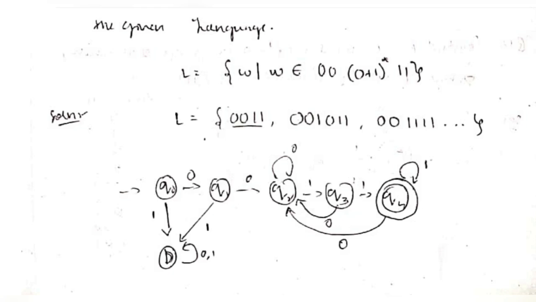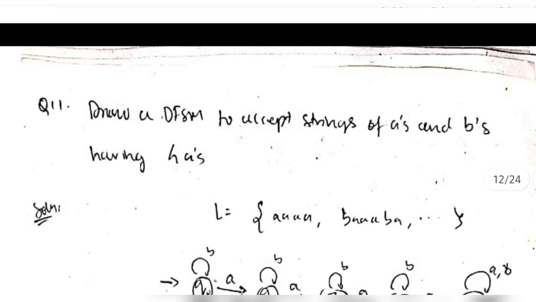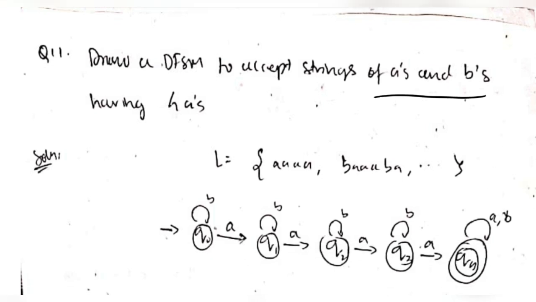Draw a DFSM to accept strings of A's and B's having 4 A's. Here it is not mentioned whether they should be at the start, middle or end. It should have just 4 A's, and it is not necessary that they be consecutive. They can be anywhere.